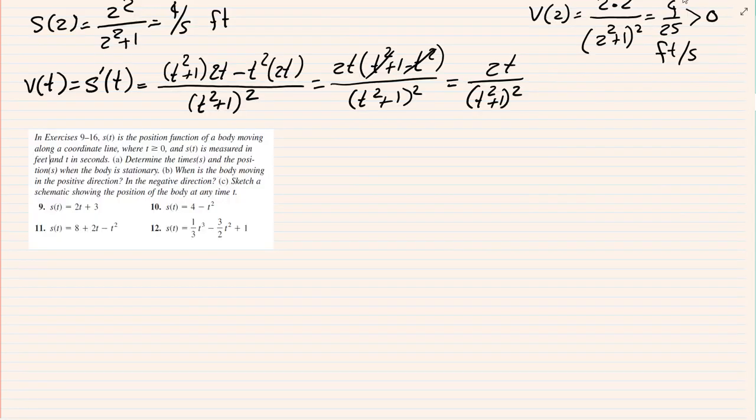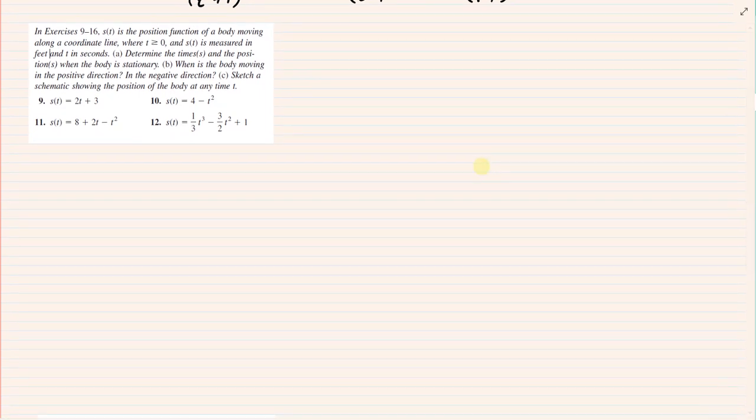All right, and then let's take a look at our next problem here. So for this next one, I'm going to do number 12. So in problem number 12, s of t is the position function of a body moving along a coordinate line, t positive, s of t measured in feet, and t in seconds. Most of these problems start out this way. In part A, determine the time or times and the positions when the body is stationary.